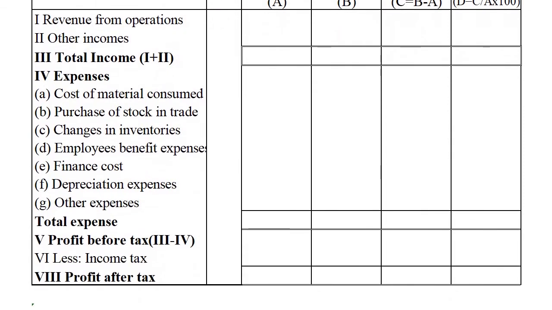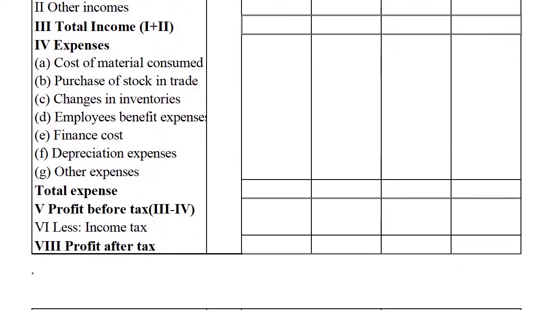Expenses: first, the cost of materials consumed. How much material is used, that cost should be written. Next, purchase of stock in trade. That means how many raw materials are purchased. Then changes in inventories of stock in trade. That means out of the purchases, how much is used. Then we will have opening stock plus purchases minus closing stock. Like that, the changes in inventory should be mentioned.